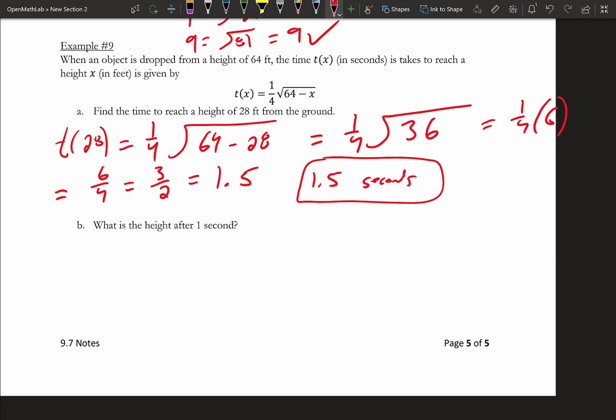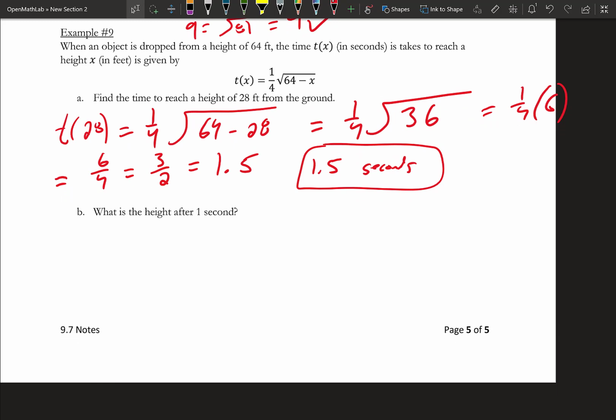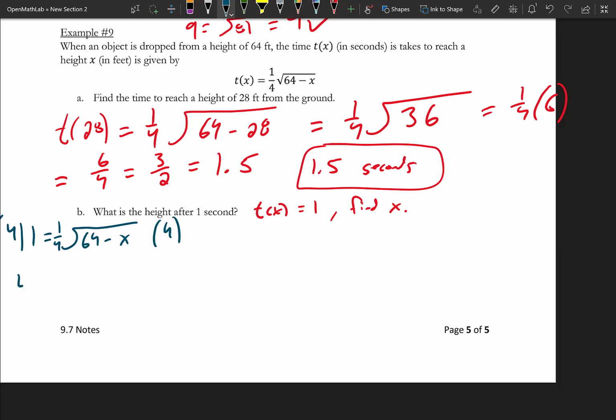Then part B is a little more involved. We're asked what is the height after 1 second. In other words, we know t of x equals 1. We want to find x. So we have 1 equals 1/4 times the square root of 64 minus x. Remember, the first thing we want to do is isolate the square root. So I want to multiply both sides by 4. That gives me 4 equals the square root of 64 minus x.